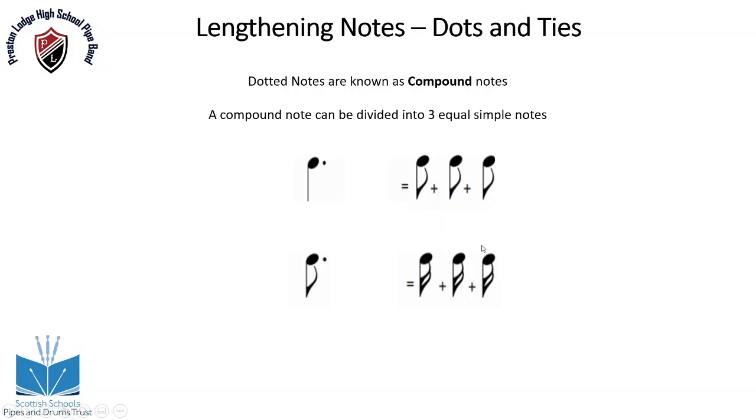So that's how we figure out if a note is simple or compound. If it's got a dot after it, it's always going to be a compound note, so it can split into 3.